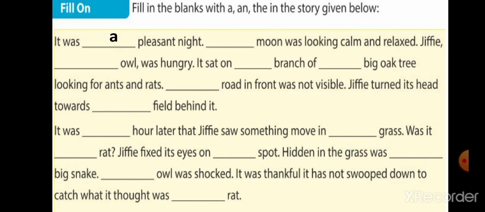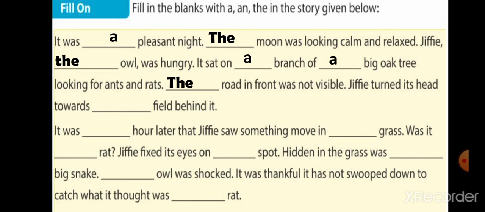It was a pleasant night. Dash moon was looking calm and relaxed. The moon. We are talking about a specific moon. Jiffy dash owl was hungry. Here we are talking about a specific owl, that is Jiffy. So the owl was hungry. It sat on a branch of a big oak tree, looking for ants and rats. Dash road in front was not visible. Here we are talking about a specific road. So the road in front was not visible.